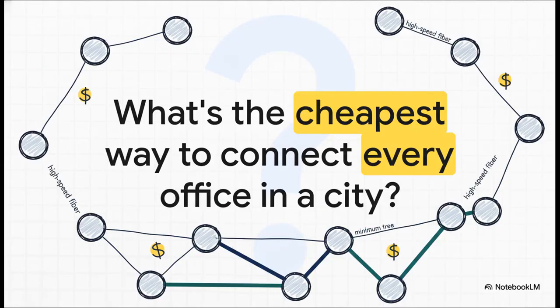Okay, let's make this real. Imagine you're in charge. You've got a bunch of company offices scattered all over a city, and your job is to connect every single one with high-speed fiber optic cables. Now here's the catch. Every possible connection has a price tag. So the big question is, how do you link up every office, either directly or indirectly, for the absolute minimum cost? That's the puzzle we need to solve.